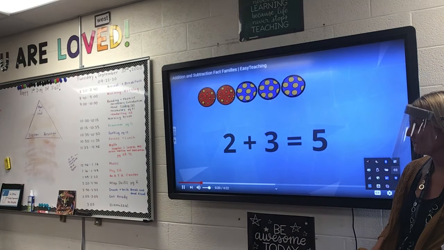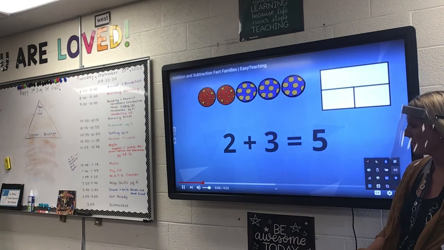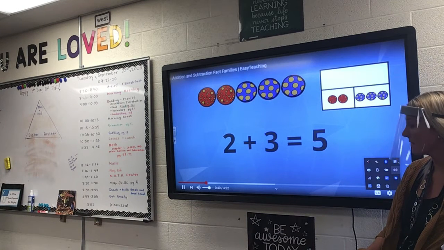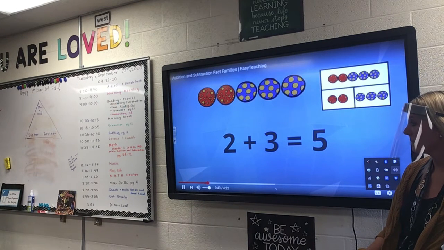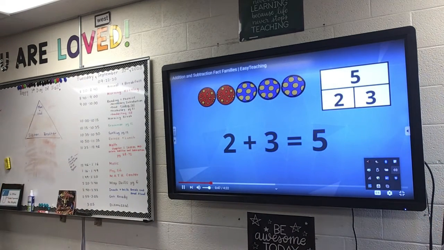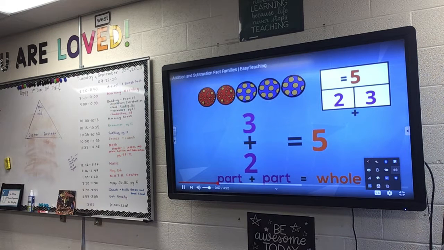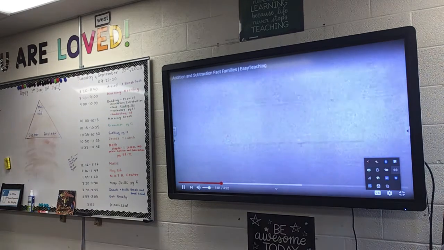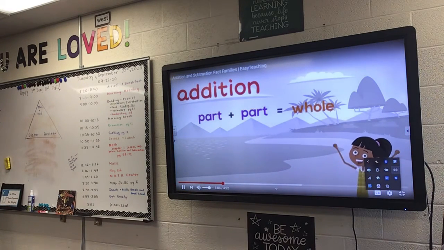We can represent this equation using a part-whole model. The parts go in these small boxes, and the whole goes in the larger box. This is another way to show that 2 and 3 make 5. The part plus the part equals the whole. That means that 3 plus 2 must also equal 5. So we know that part plus part equals the whole.